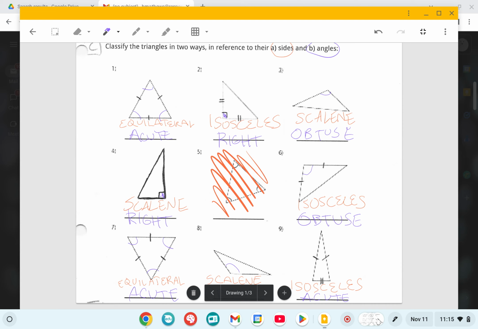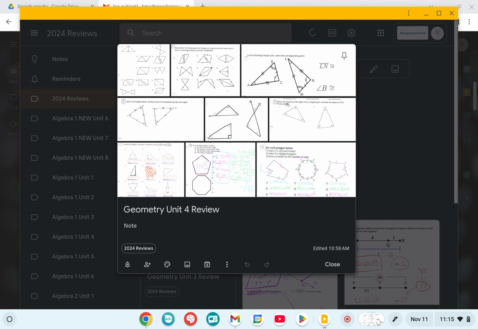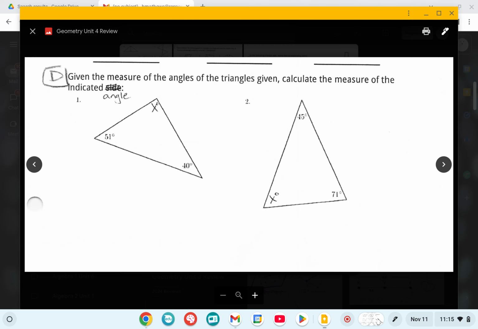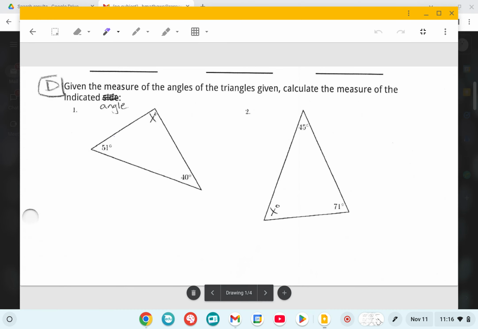All right, let's look at the next section. The next section is all about finding the measures of the triangles. All of this is basically going to come from the idea that the angles of a triangle have to add up to 180. So if I look at this, these 3 angles have to add up to 180. So simply put, the way to find the answer is to just do 180 minus the ones that you know.